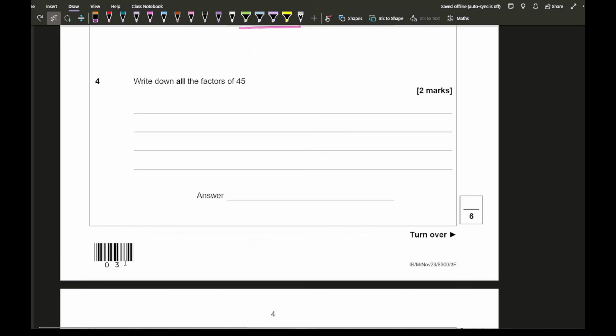Then for question 4, it says write down all the factors of 45. So the easiest way of doing this is to think of two integers that multiply together to give you 45. So that's going to be 3 and 15 and 9 and 5. So then the answer is going to be each of these 6 numbers. And again, ideally you would write them in order, but as long as you've not missed out any numbers like I have there, you would be fine to get the full marks.